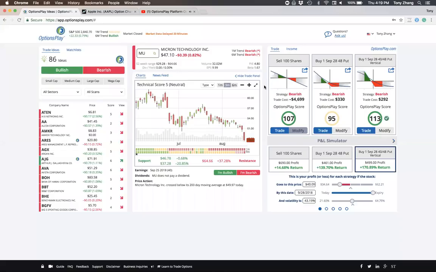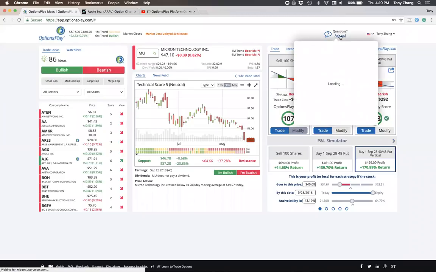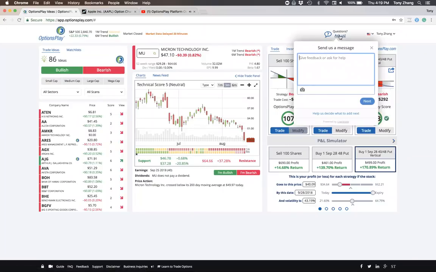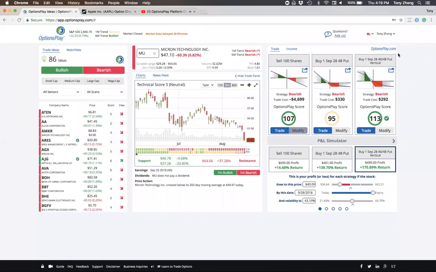I'm going to start off by just saying that before you get started on this platform, if at any point you have any questions, if you come across something you don't know, there's always this button here in the upper right-hand corner that says Questions Ask Us. That's the quickest way to get to our support team. If you have a question regarding the actual platform or a specific trade, feel free to do that. You can send us a message directly from the platform. Great way to get in touch with us really quickly.